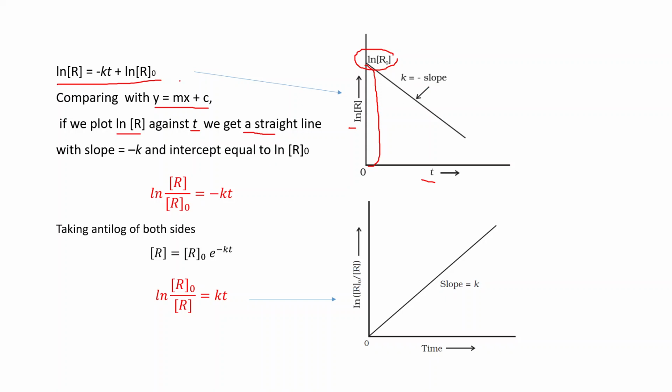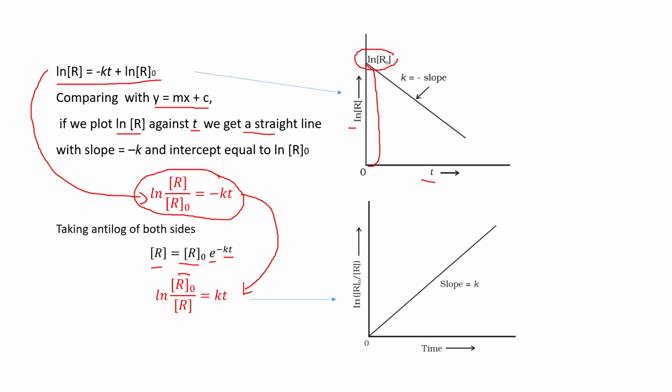Clear? Then again, this equation can be written like this: ln R divided by R naught is equal to minus kt. Clear? Then if we take the anti-log of both the sides, we will get R is equal to R naught e raised to the power minus kt. Clear?